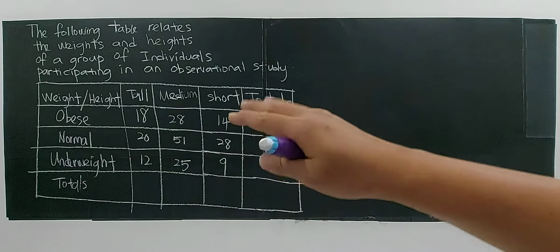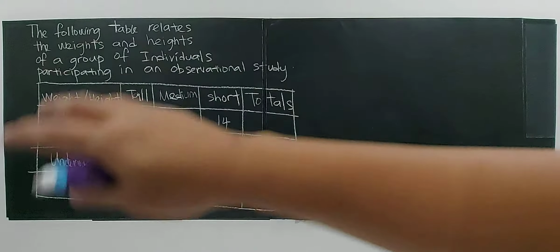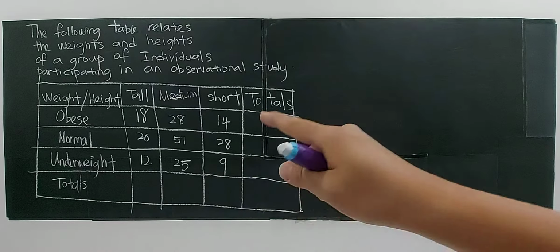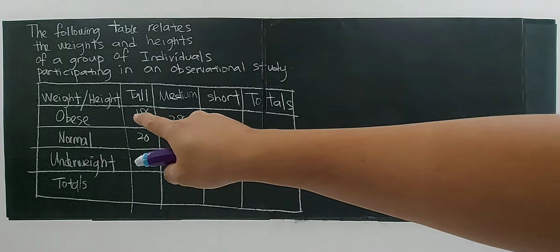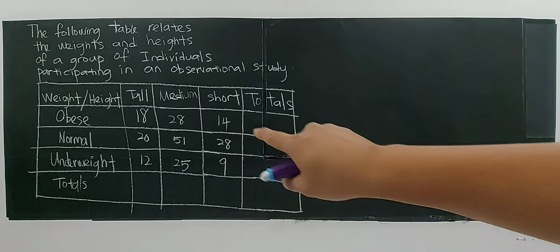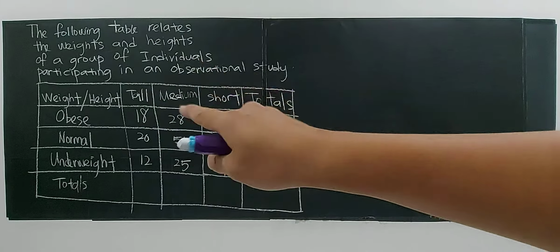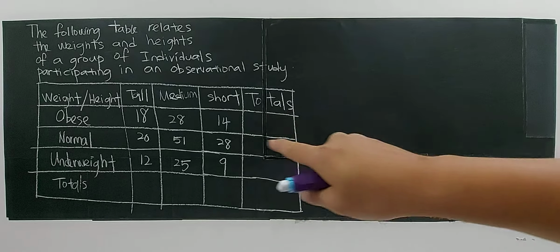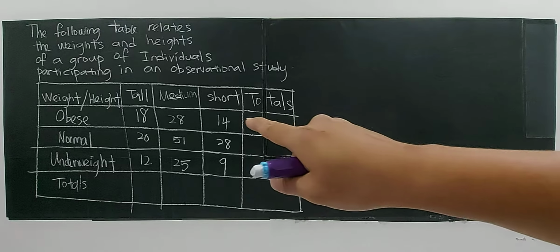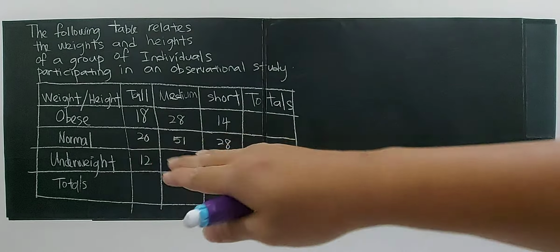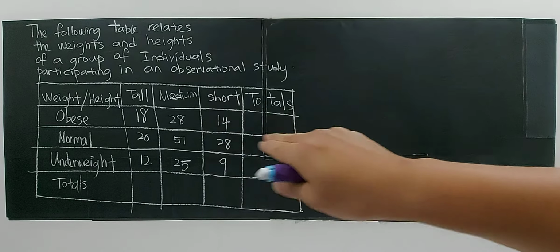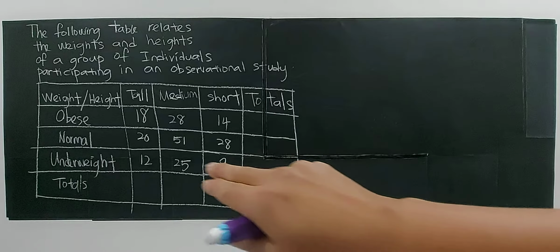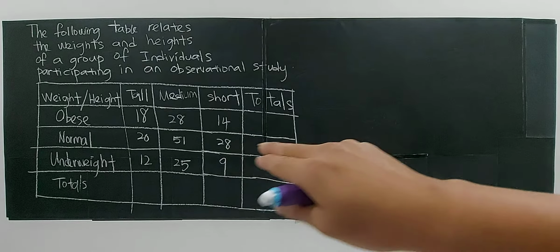But before this, we have to complete the contingency table by totaling up all the values here. Alright, let's total up. You want to find the number of obese individuals, whether they are tall, medium, or short. We total up these three, and this is the number of obese individuals. Okay, let's total up everything here. We total up these three, we get the total of obese. We total up these three, we get the number of individuals with normal weight.